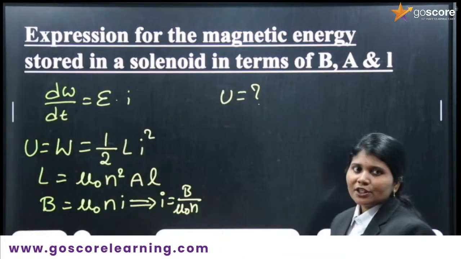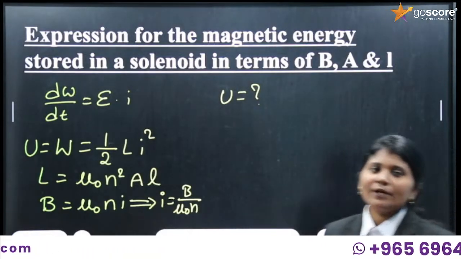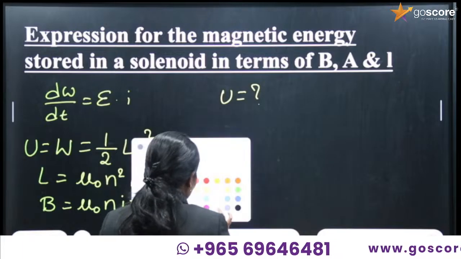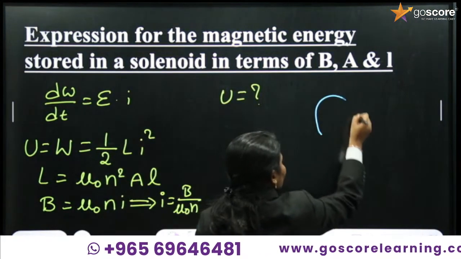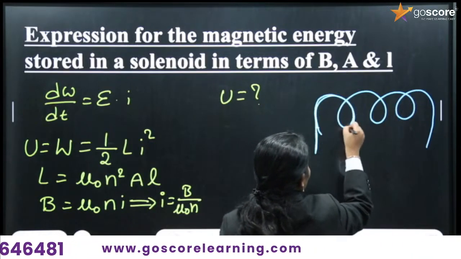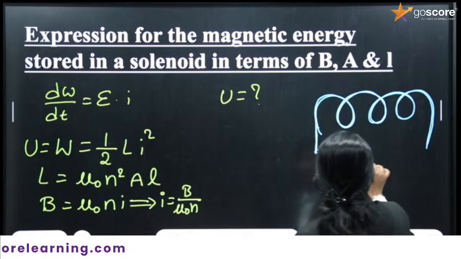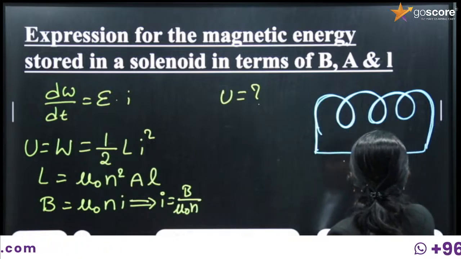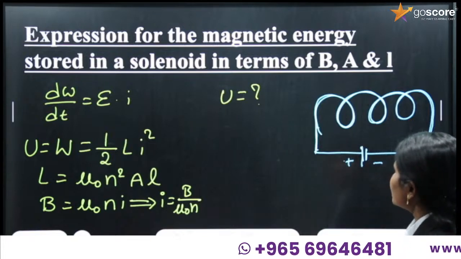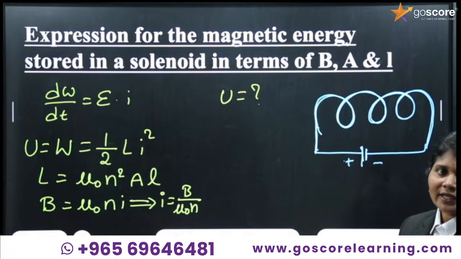Next, the expression for the magnetic energy stored in a solenoid in terms of magnetic field, area and length. We know that I am taking one coil, and then I am giving supply to this coil. Here what is happening, guys? Some work is being done.